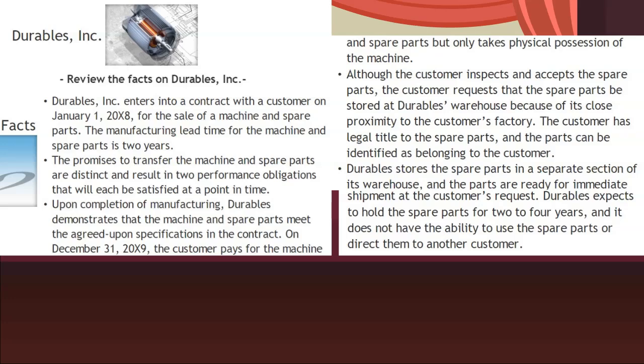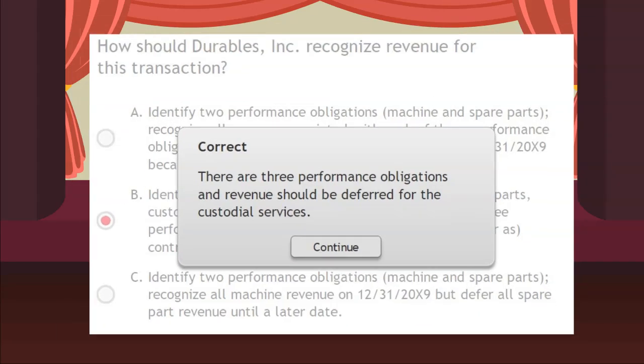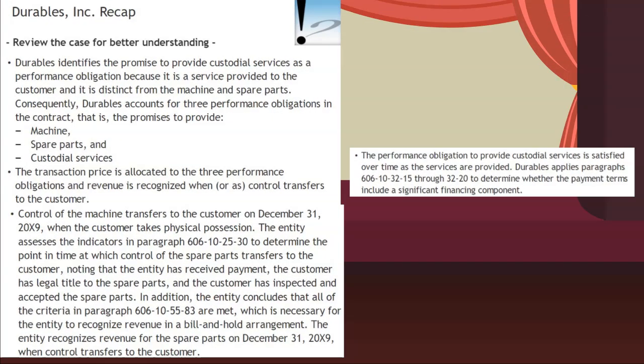Review the facts about Durables Inc. When done, answer the question using the facts you've learned. The question is, how should Durables Inc. recognize revenue for this transaction? The correct answer is B. There are 3 performance obligations. So part of the revenue should be deferred for the custodial services. Now that you have read the facts and answered the question, let's review the case for a better understanding.